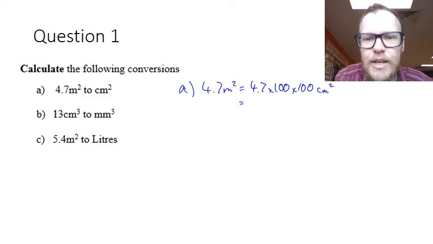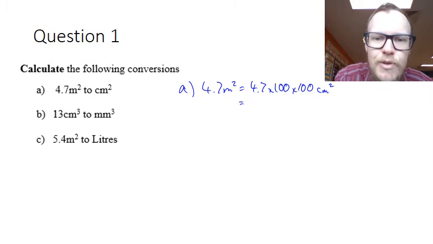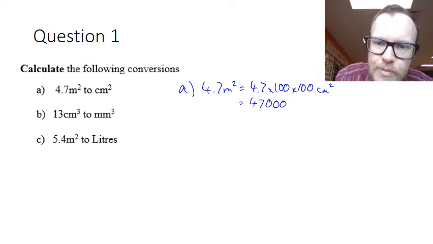So 4.7 times 100 times 100 means we're shifting the decimal point over. 4, 7, 1, 2, 3 square centimeters.